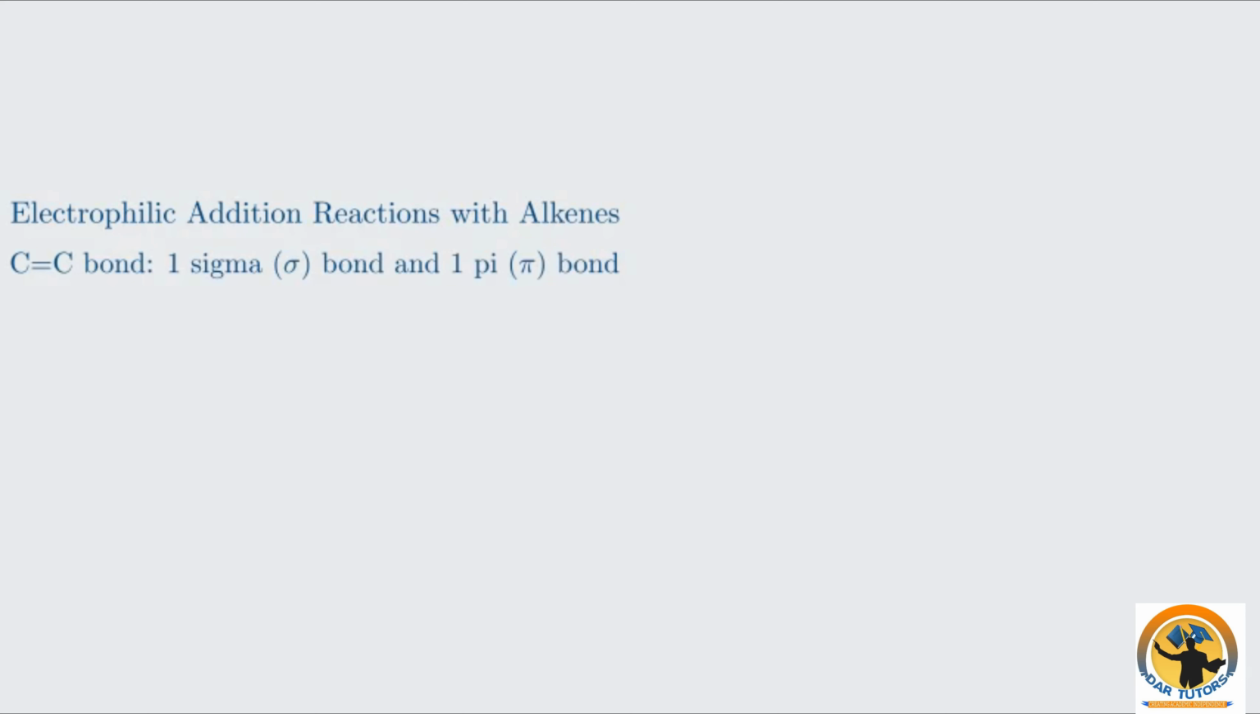We've seen how nucleophiles attack electrophilic centers. Now let's explore a different reaction type: electrophilic addition to alkenes. Unlike alkanes, alkenes are unsaturated hydrocarbons because they contain a carbon-carbon double bond. This double bond is made of two parts, a strong sigma bond and a weaker pi bond.